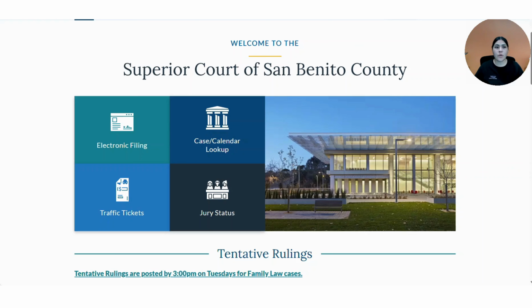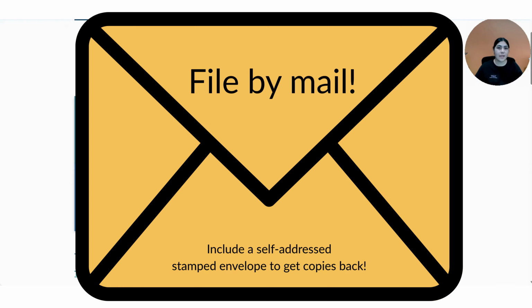The clerk will give you an estimate regarding how long it will take to process your request for fee waiver. Please note, in some cases, the judge will need to review and make a decision of the request. They will then use form FW003 to write their decision. You can also file your fee waiver by mail. You'll need to include a self-addressed and stamped envelope so the clerk can return your copies back to you.